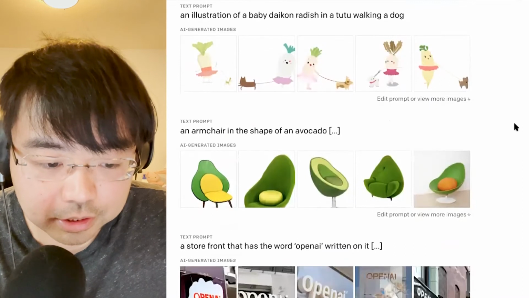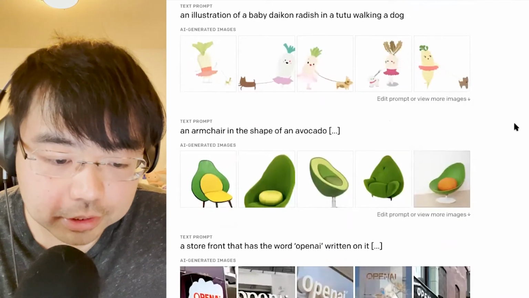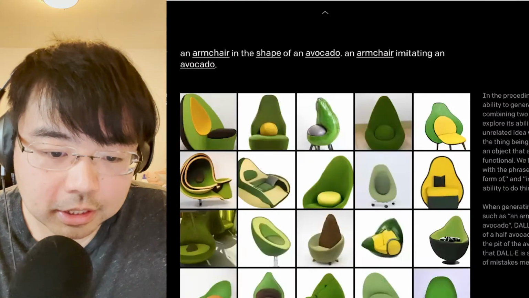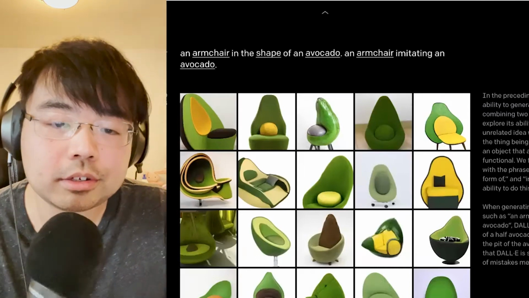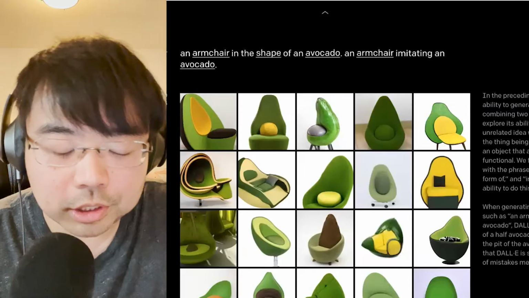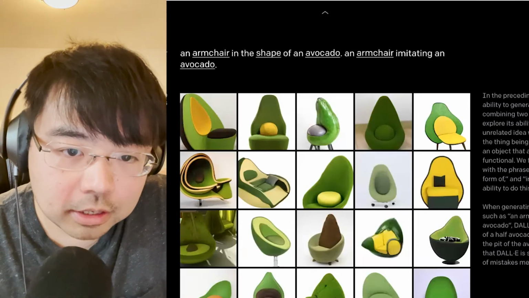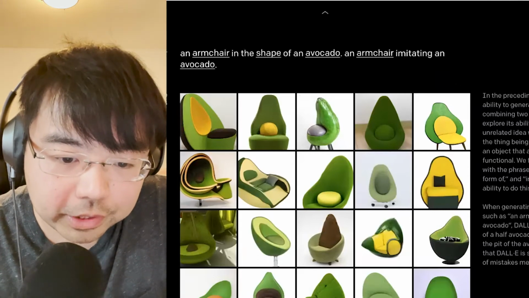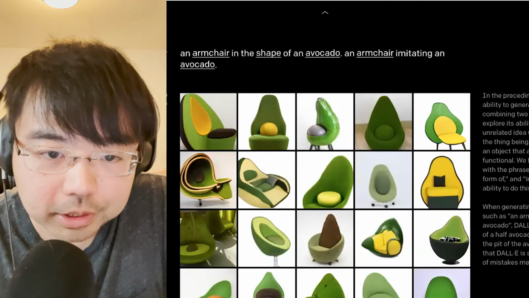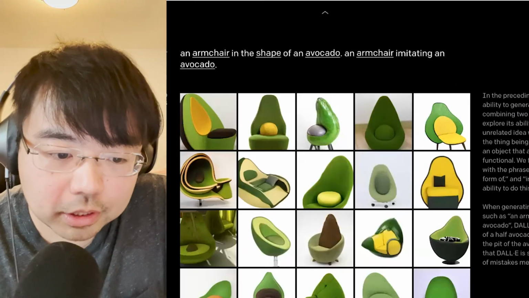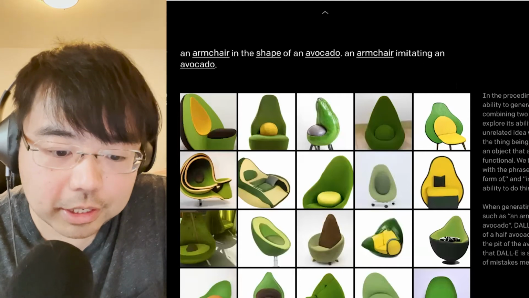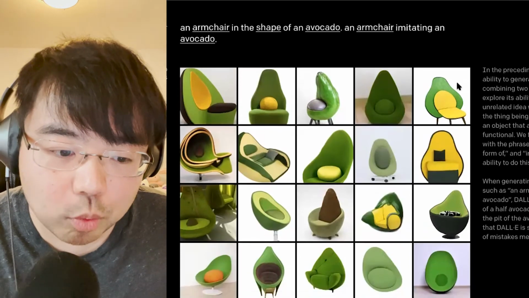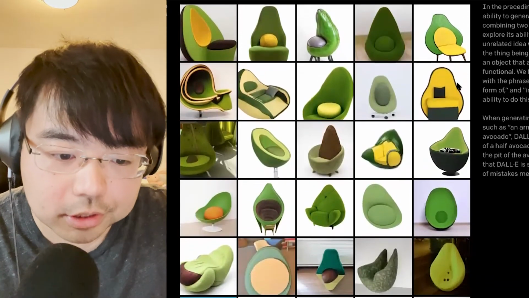I really like the next one, and that is an armchair in the shape of an avocado. The reason why I like this one a lot is because, again, the prompt doesn't really give much instruction, so a lot of the understanding has to be done by DALL-E in figuring out what the user that inputted the prompt wants. When we're asking for an armchair in the shape of an avocado, it knows that we want an armchair in the shape of an avocado, but it doesn't really have context for how you might want it rendered. So when we look at a lot of these, there's a lot of variance.